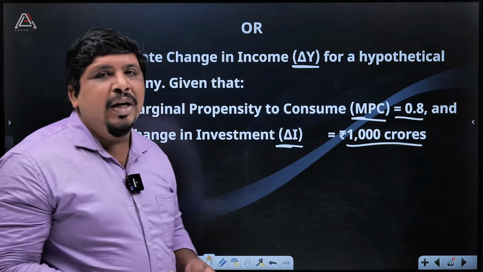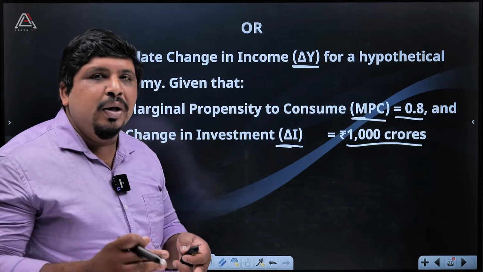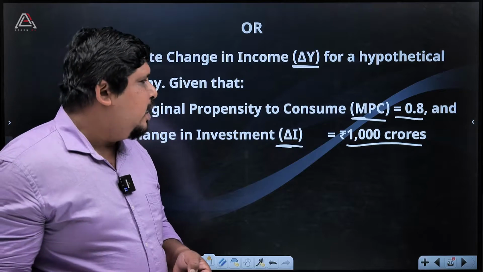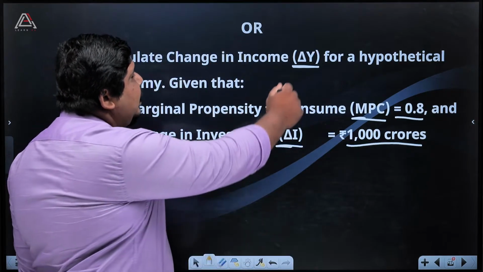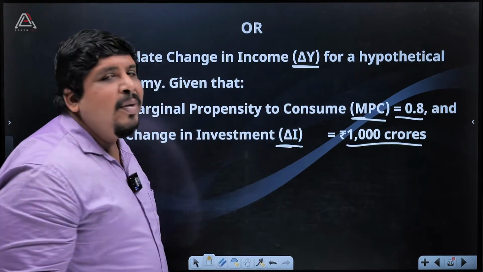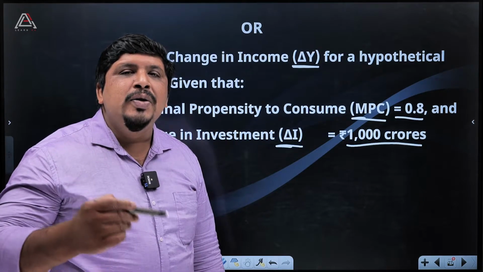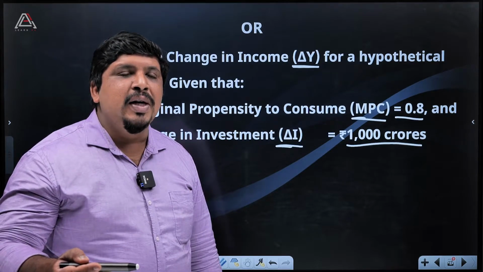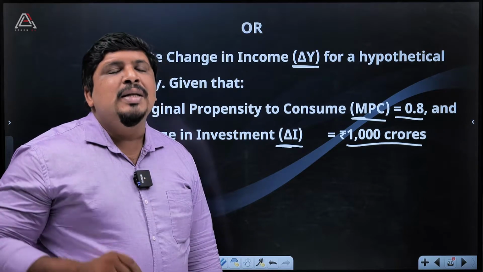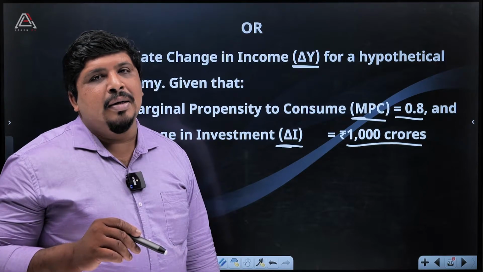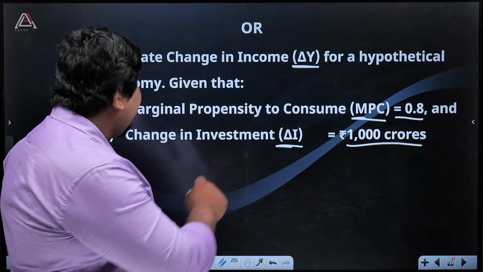Suppose investment is changing from 1000 to 2000, then what's the change? 2000 minus 1000, that is 1000. So that is 1000 crores written there. Then like that, change in Y means income. Income changes from 600 to 700. That is a positive change, 600 to 700. Then 700 minus 600, 100 is the income change. So that's why we got the points here.